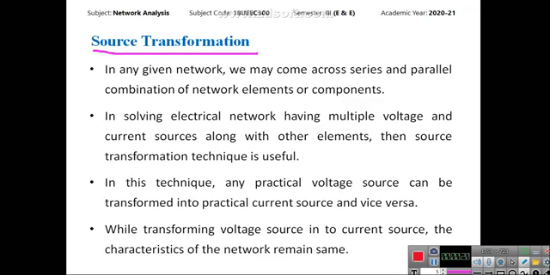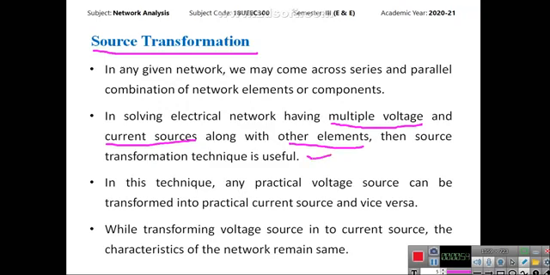So as you know, in any given electrical network, we may come across series and parallel combinations of network elements. So network elements are passive as well as active elements. In solving an electrical network having multiple voltage and current sources, especially the source transformation will be helpful. The network having multiple voltage and current sources along with the other elements, then the source transformation technique is useful.